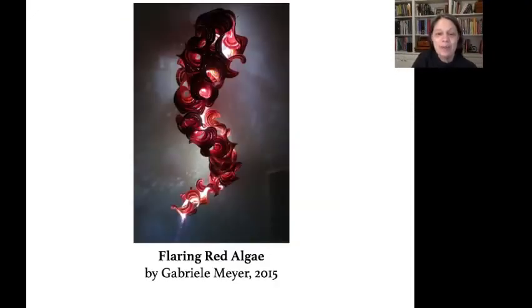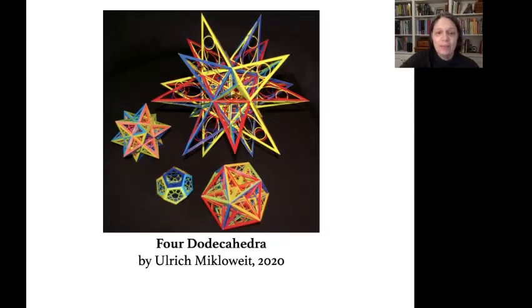Crochet has become a popular way to create models of hyperbolic space. Gabriela Meyer creates monumental sculptures using yarn and light. These paper sculptures by Ulrich Miklovit show the 4 stellations of the dodecahedron. Stellations are formed by extending the faces of a polyhedron until they intersect to enclose space. Stellation is used by many mathematical sculptors to create interesting forms.